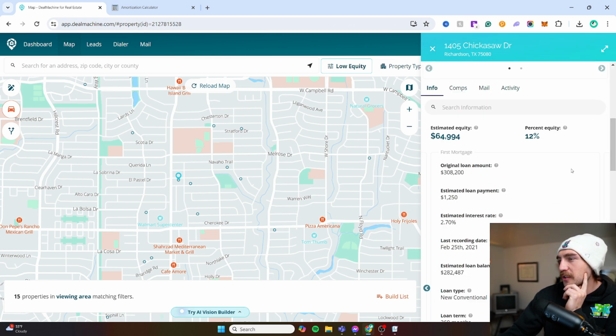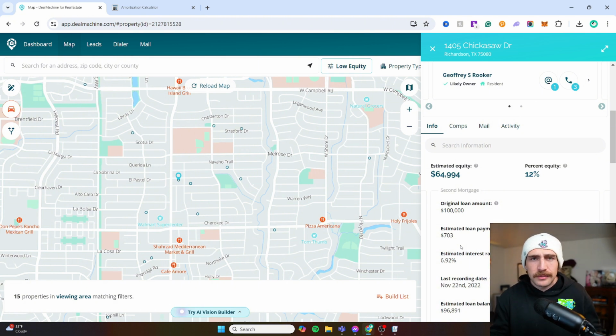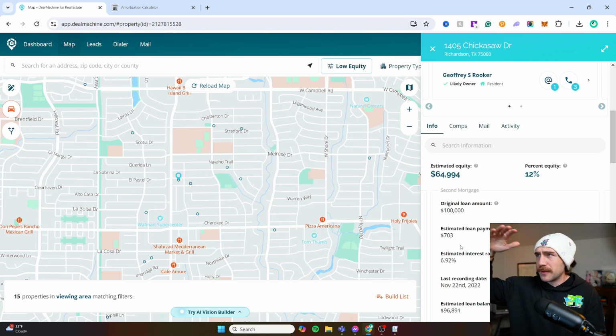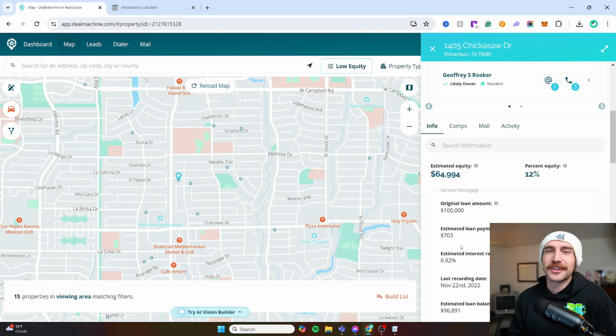But what I want to show you is they have a second lien on the property for $100,000 at a 7% interest rate. So does that ruin the subject to deal? Max, if one interest rate's 7%, but for $100,000 and the other one's 2.7% for a bigger number, what's the actual interest rate? Guys, I'm also going to show you how to calculate a blended rate. This is going to be a super, super helpful video.